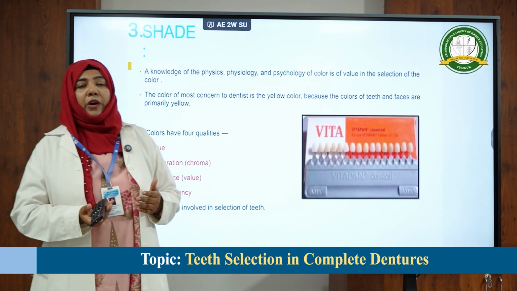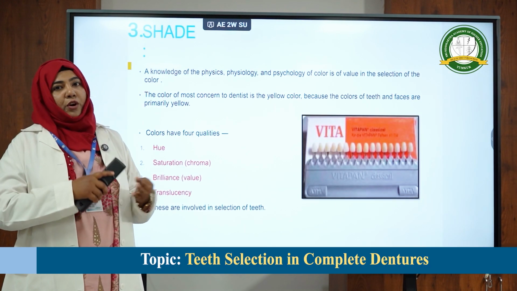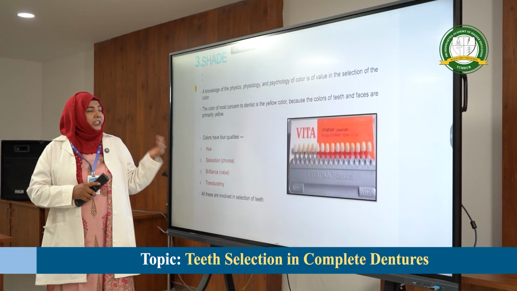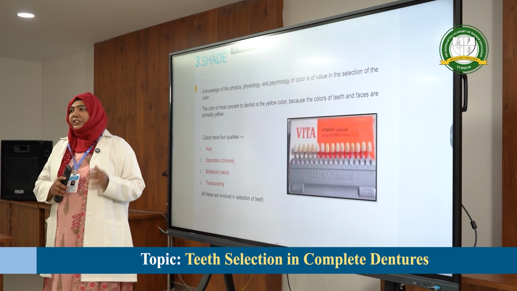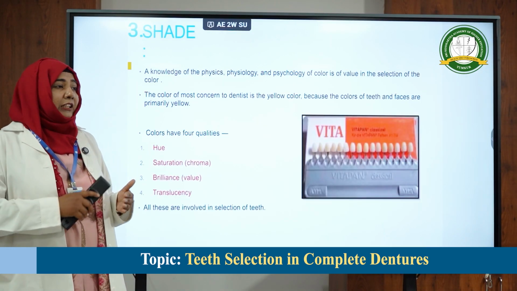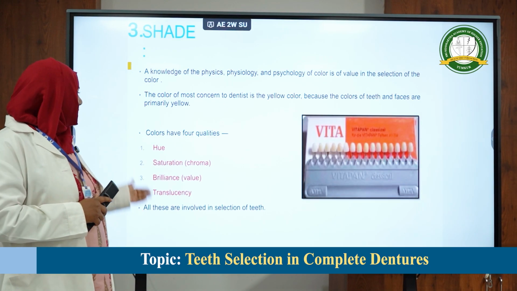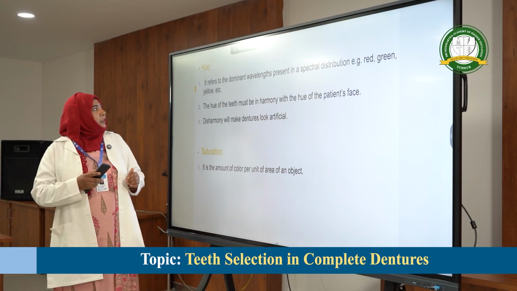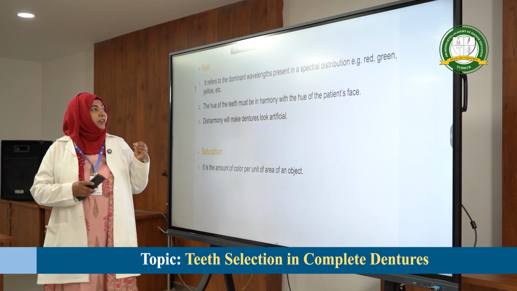So till now we have finished with two considerations, that is size and form of the teeth, how to select the size of the teeth and form of the teeth. Next we have a third consideration called the shade of the teeth. To select the shade of the teeth, everyone must have knowledge about the physiology of color. As you all know, colors have 4 different qualities, that is hue, saturation, brilliance and translucency. So what does hue denote? It is the specific color produced by a specific wavelength of light.